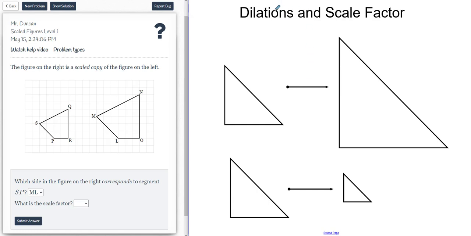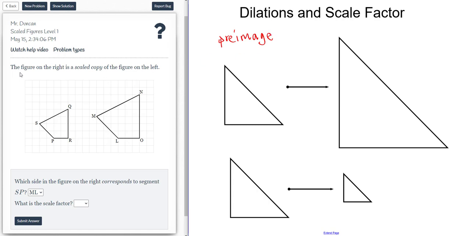I'm going to start out by introducing two ideas to you, a dilation and a scale factor. A dilation is simply a copy of a figure. So the figure on the left is called your pre-image. And you always want to read your instructions, and they'll identify, say, the pre-image, or they'll kind of refer to it.